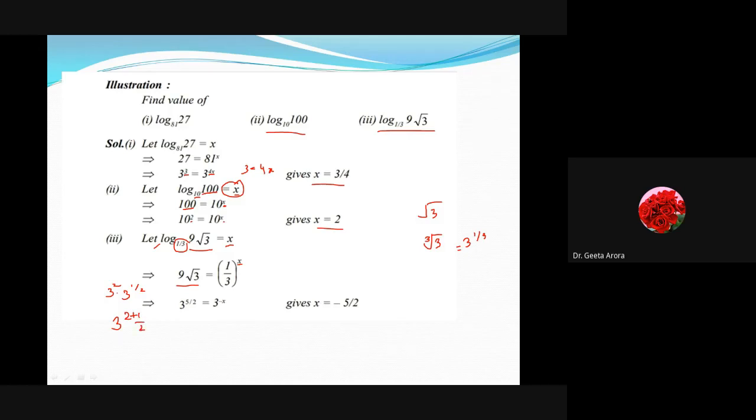And this is the same as, 1 by 3 raised to x can be written as 3 raised to power minus x, which is the same as x is equal to minus 5 by 2 on comparison of the powers. Correct? So this is how we have compared in order to find the values of all these logarithms with different bases. Hope you are understanding what we have learned.